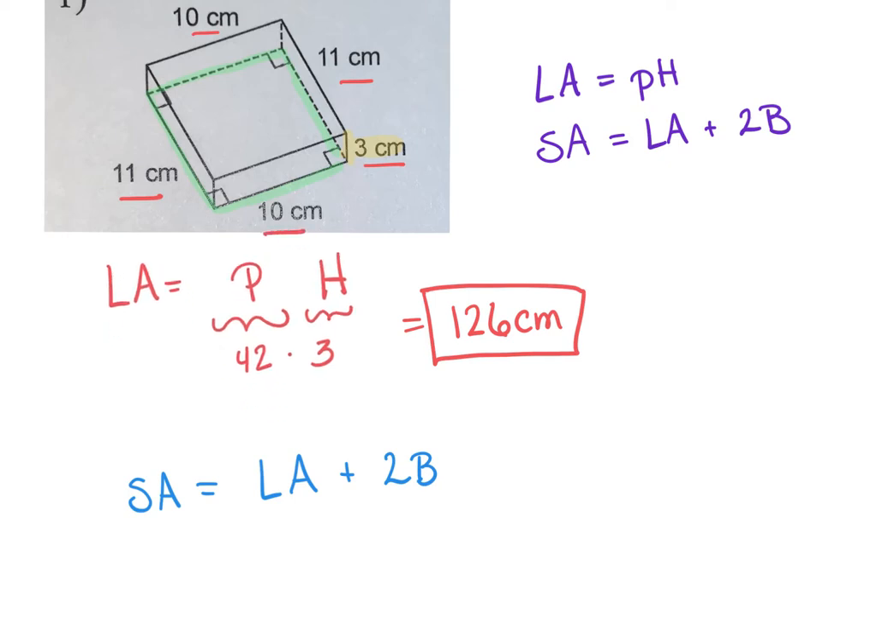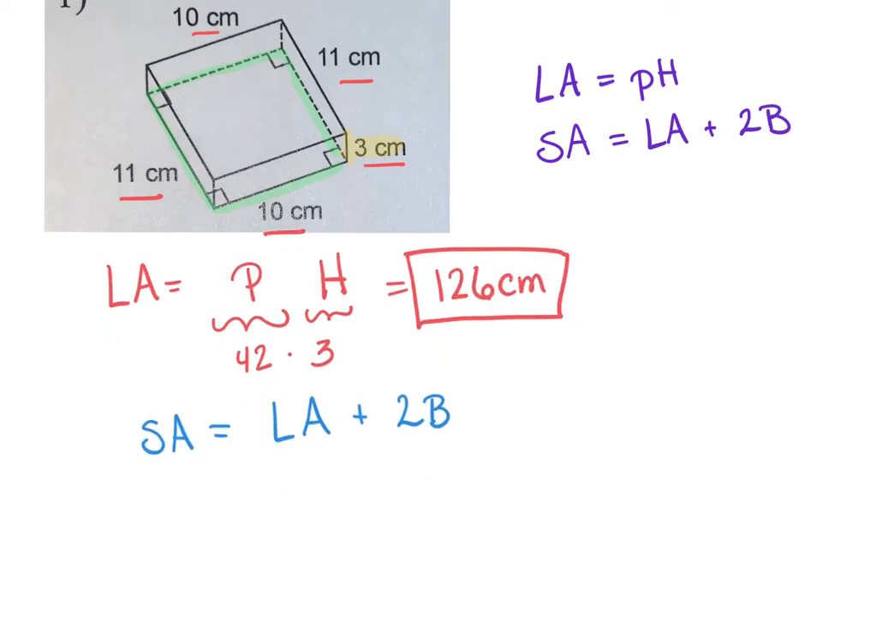Now, 2 of my bases means 2 of the areas of my base. All right? So now I have to determine what these are. Well, lateral area I've already figured out. That is 126. 2 of my bases. That depends on what my base is. In this case, my base is a rectangle.